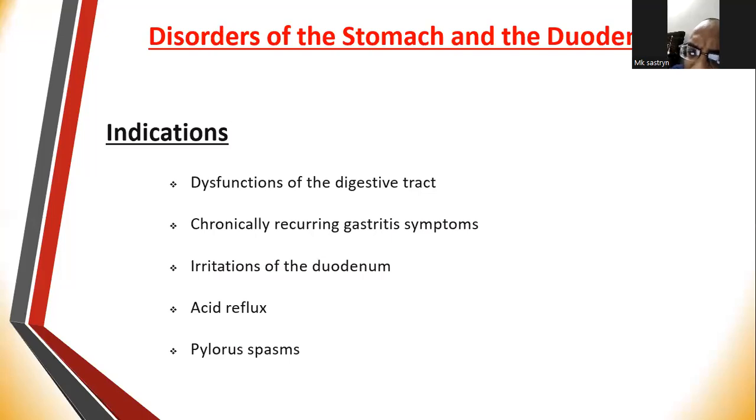Now you have dysfunction, gastritis, irritation of the duodenum, acid reflux, pylorus spasm. So you will see a lot of these are the indications, right? So I have indicated this point.